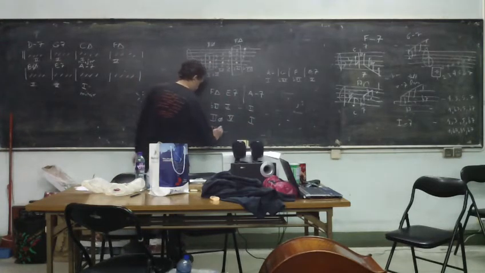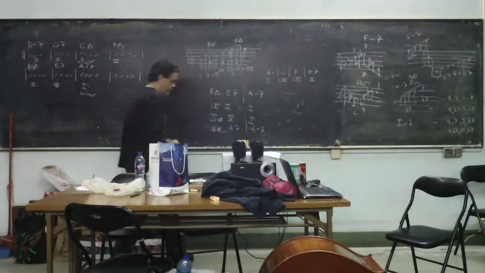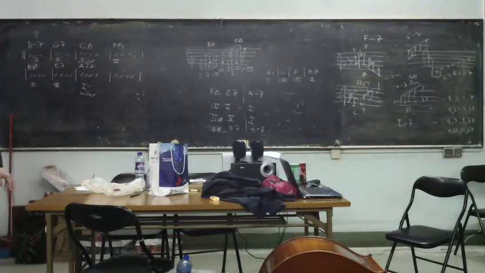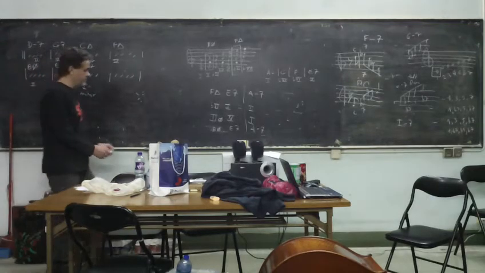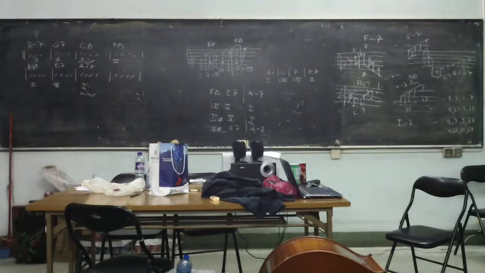Which is D, D, E, going to A. Okay? So it's very common and very popular in certain minor songs to make the cadence flat 6, 5th, 1.